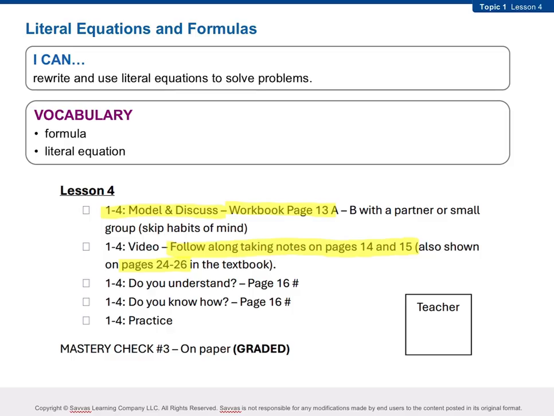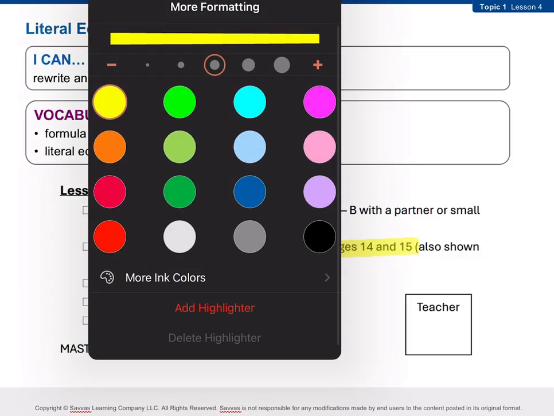Before we move on, I forgot to put on the question numbers, but after the video, you'll do page 16, numbers 1 through 5, and then page 16, numbers 6 through 8. Make sure you're doing those in your workbook, but checking your answers on Savvas. You should be entering your answers on Savvas to see if you're right. It will tell you if you're right or wrong.